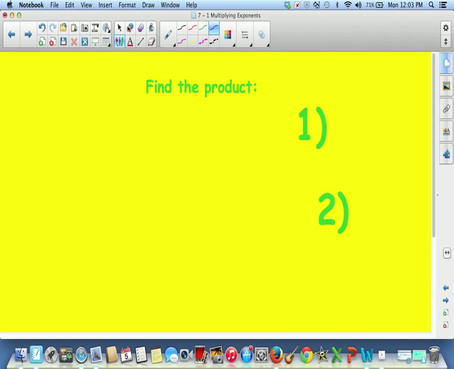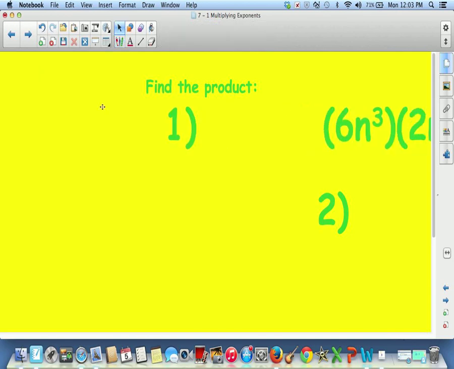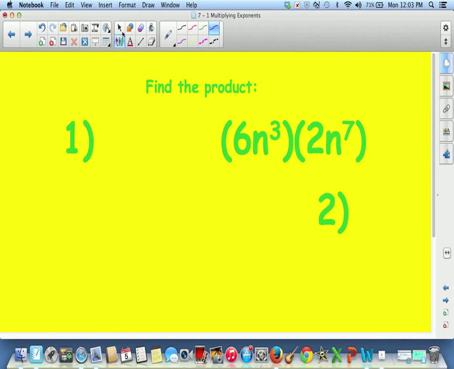Let's try another one. Finding the product. Again, we're multiplying here. So we have numbers out in front, coefficients. Let's put those together. So we have 6 times 2, which is 12. And then the base n here and base n here. So we're going to add those exponents together so we get n to the 10th.